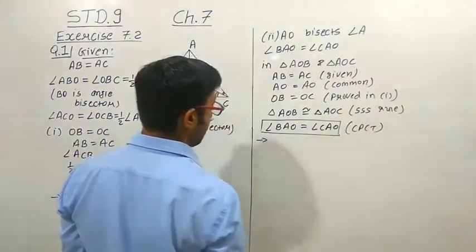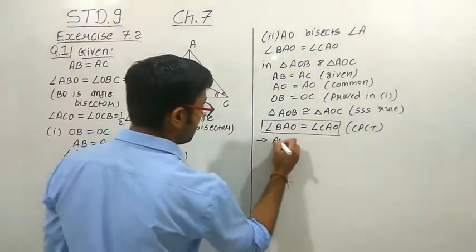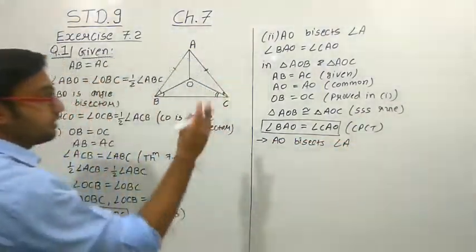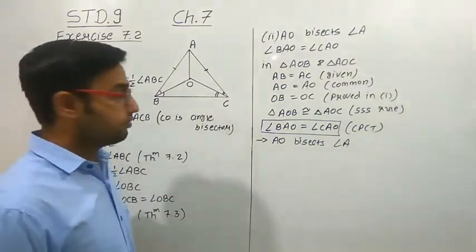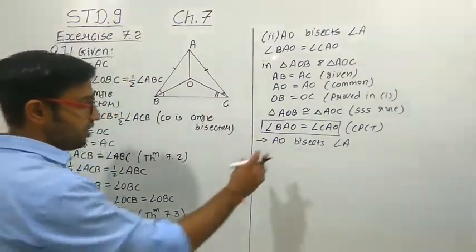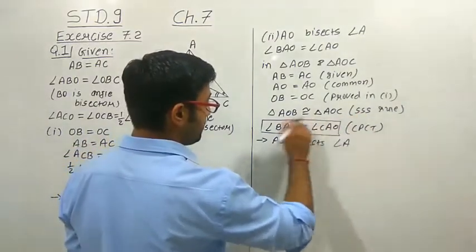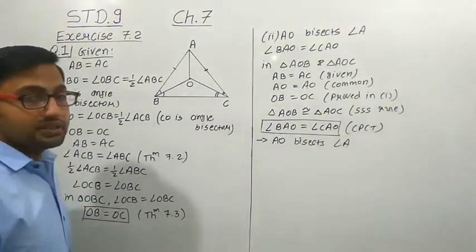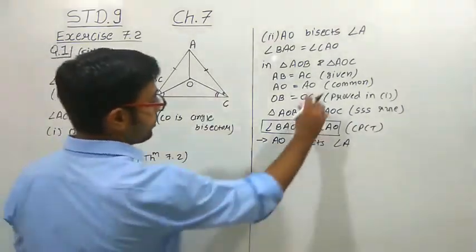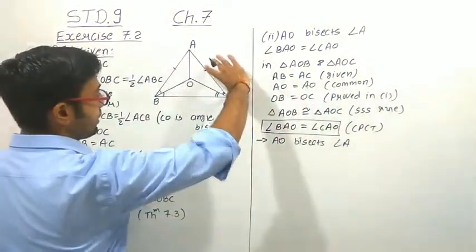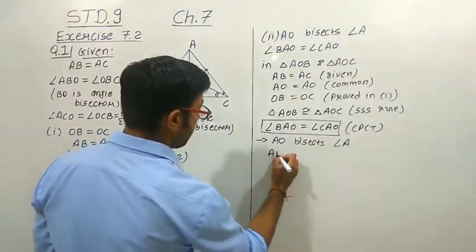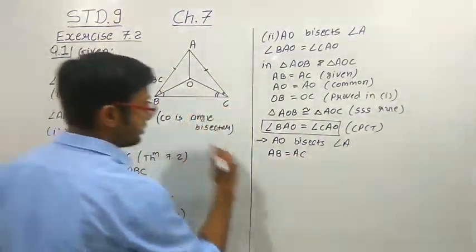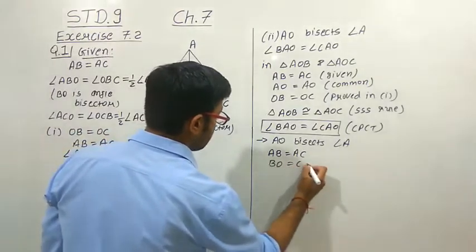By this we can write that AO bisects angle A, and that is what we wanted to prove. We have proved these two triangles congruent by the side rule. We can also prove this by the side angle side rule. How? Here two conditions are already there: AB is equal to AC, and BO and CO are equal.